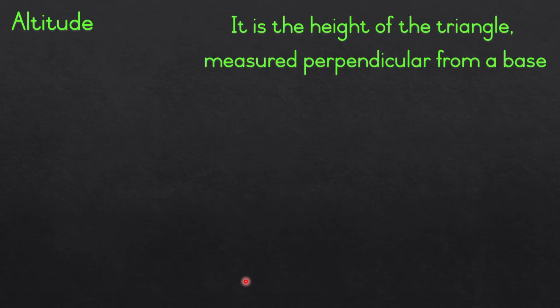Next we have our altitude. Altitude, if a plane flies at altitude, it means height. So altitude is the height of a triangle measured perpendicular from a base. How many bases does a triangle have? 3, because you can turn the paper around.